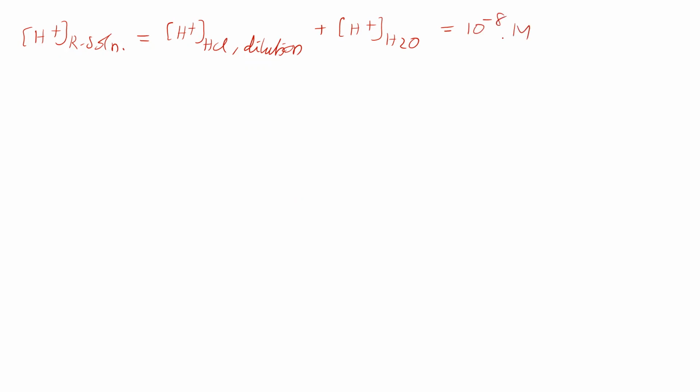After dilution, the concentration of HCl we got is 10 power minus 8 molar. Therefore, the concentration of H plus in the resultant solution is equal to the concentration of H plus from HCl after dilution, and then we have to consider even the H plus provided by water. HCl is contributing 10 power minus 8 molar of H plus. So the water contribution you must also consider.